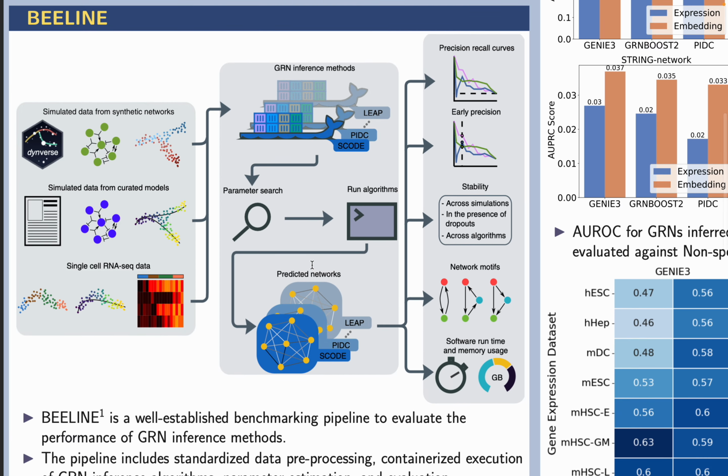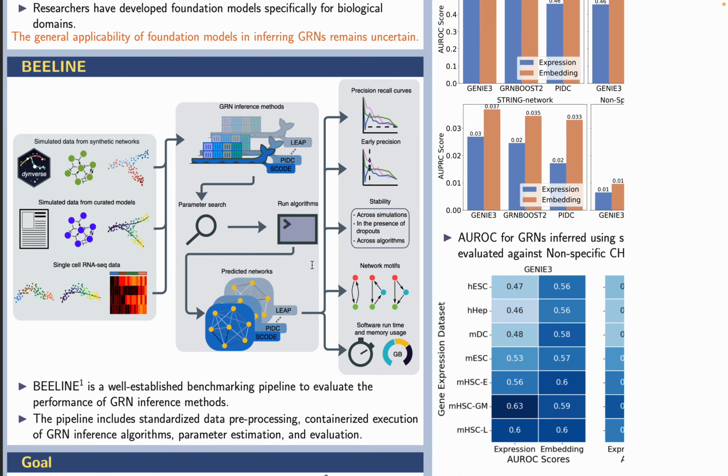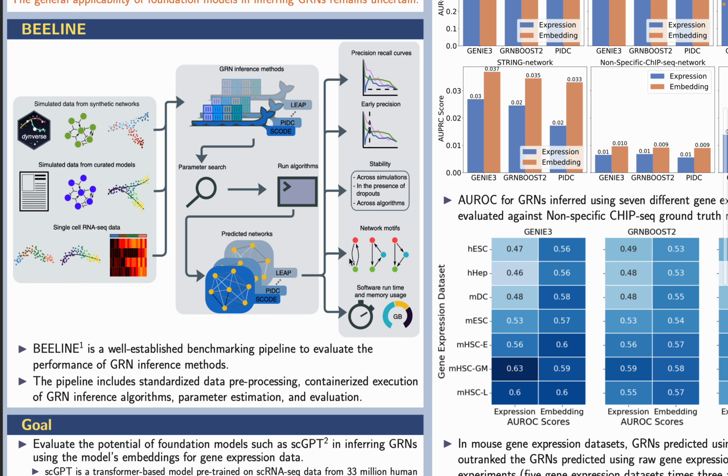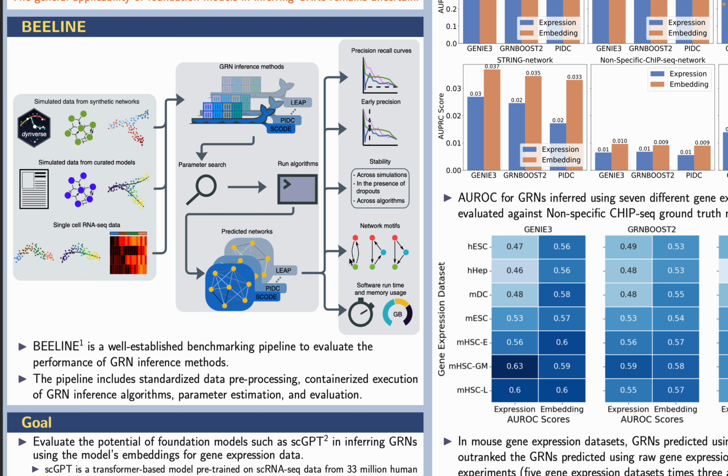Beeline framework is a well-established benchmarking pipeline to evaluate the performance of GRN inference methods. It comprises standardized data preprocessing, containerized execution of GRN inference algorithms using Docker, parameter estimation, and evaluation. Beeline assesses the algorithms based on accuracy, stability, network motif analysis, and scalability.